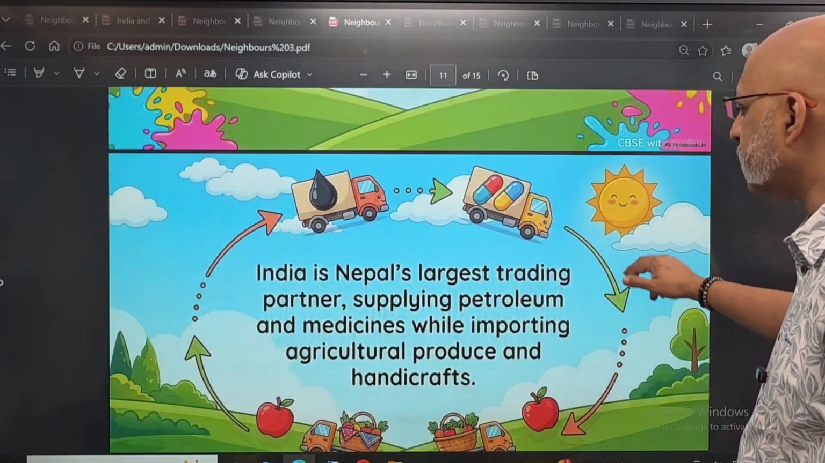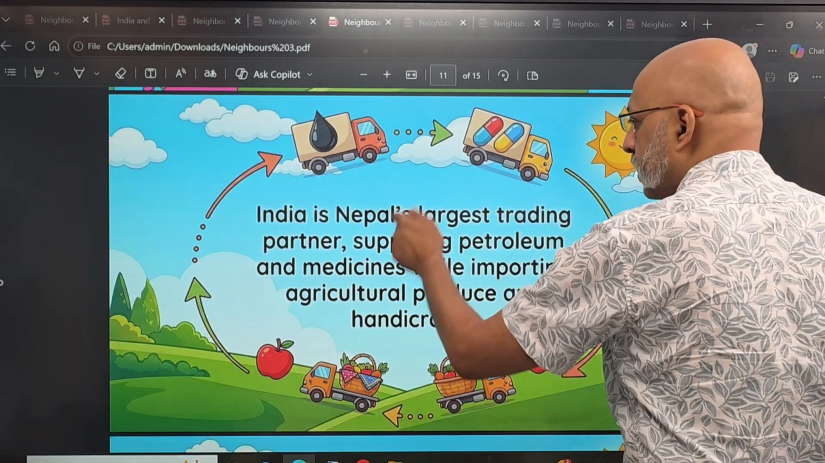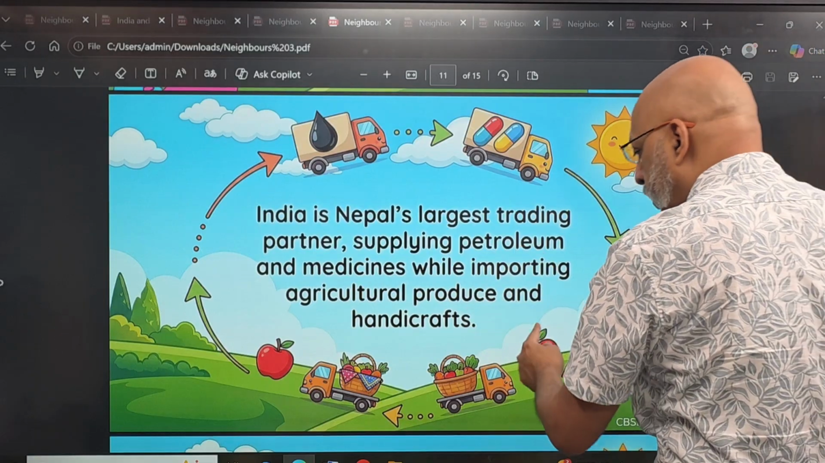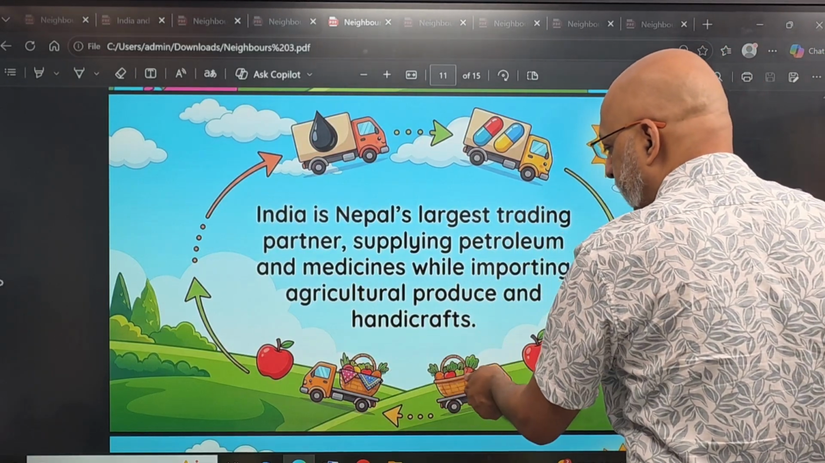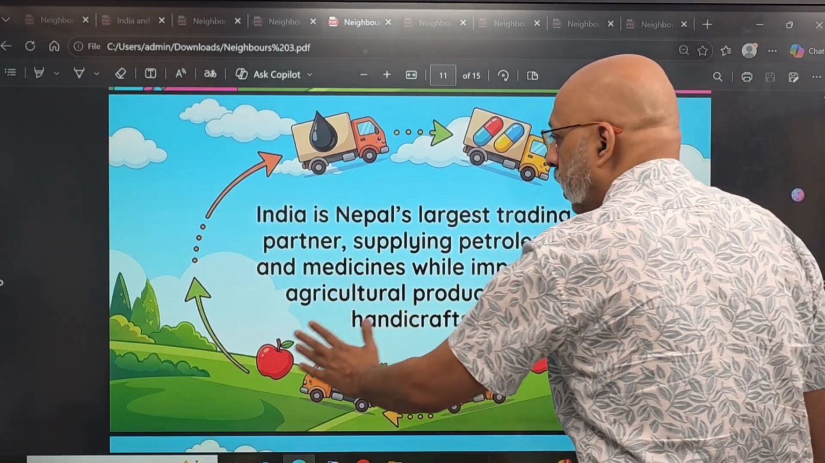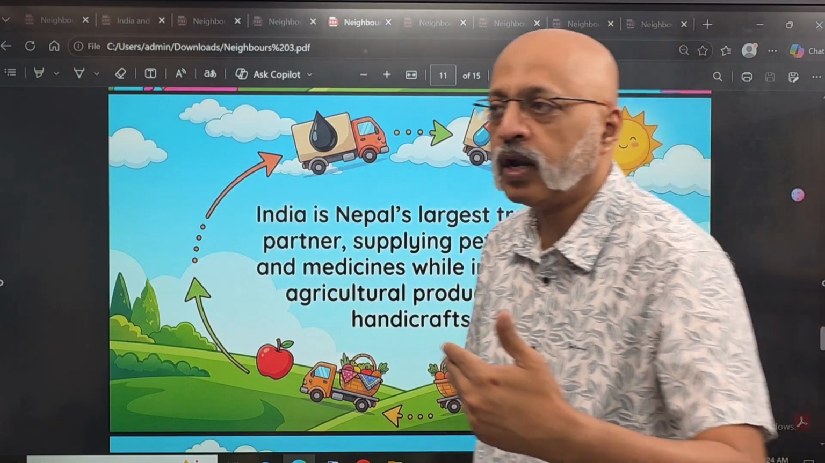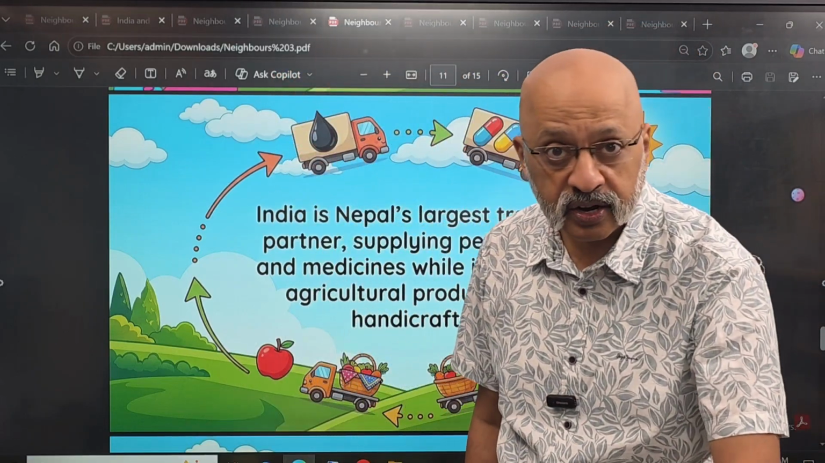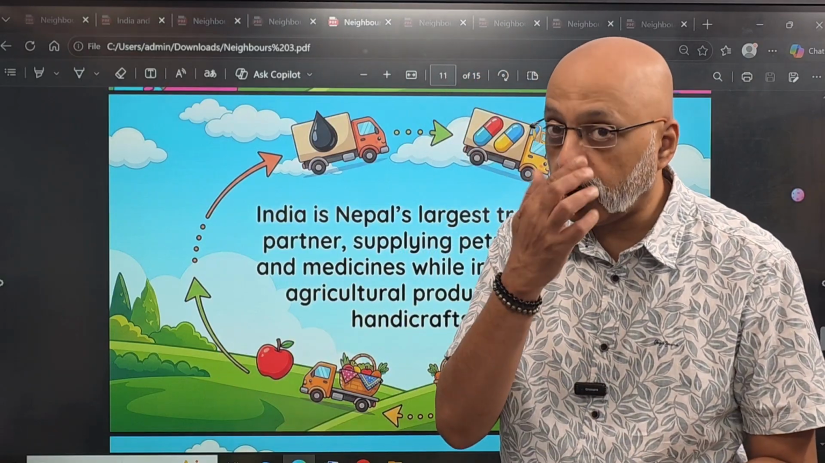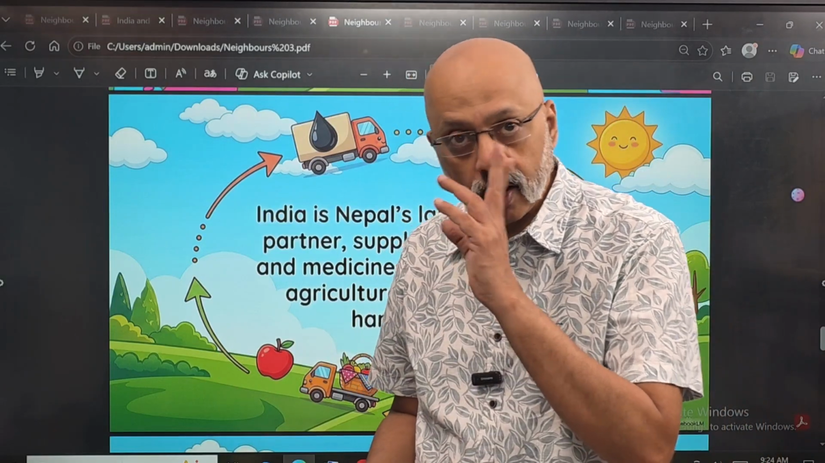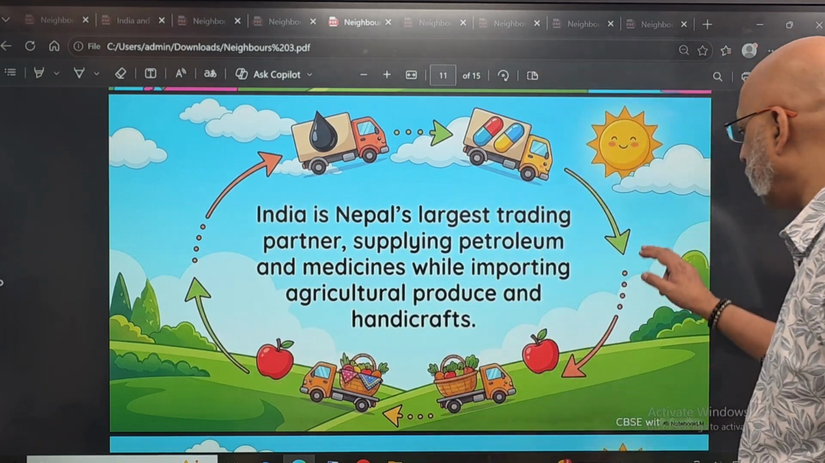Then India is Nepal's largest trading partner, supplying petroleum and medicines. From there you get agricultural produce and handicrafts. You supply petroleum as well as medicines to Nepal, because Nepal obviously is a much poorer country compared to India. It's a smaller country. It's also landlocked with a lot of mountains, right? You have Mount Everest and the entire Himalayan range. All of that is present in Nepal.